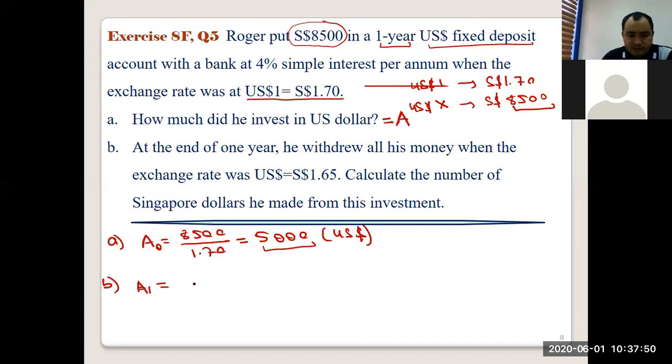What is it? It is A sub 0, the money you invested, plus it earns some interest, so we have interest here. So that's equal to this A sub 0 plus P R T, right? Sorry.